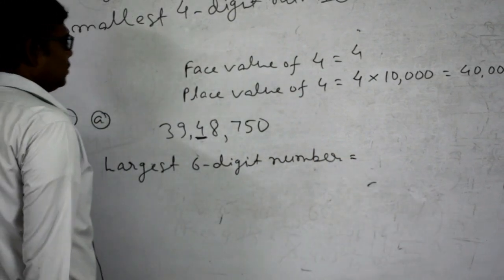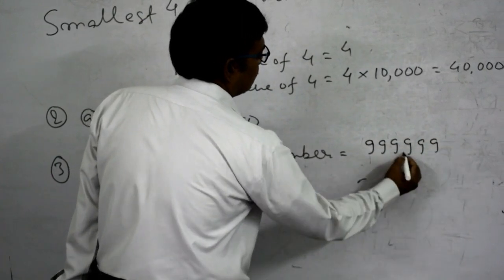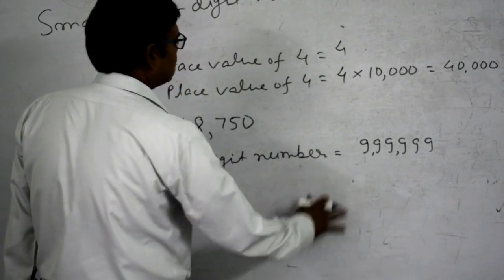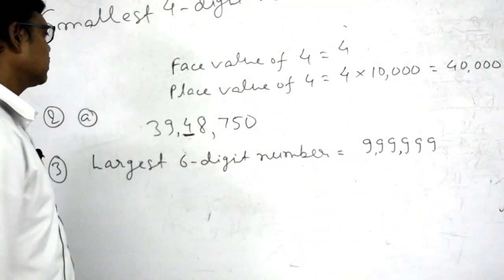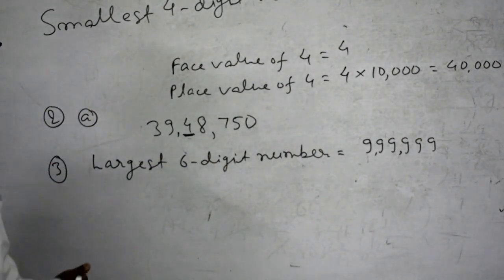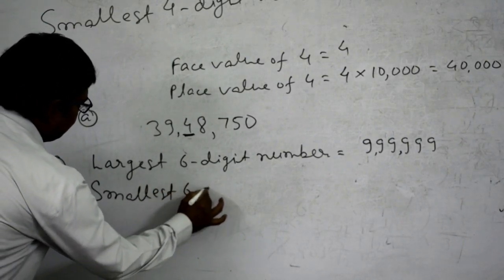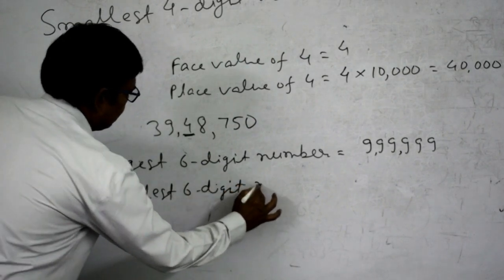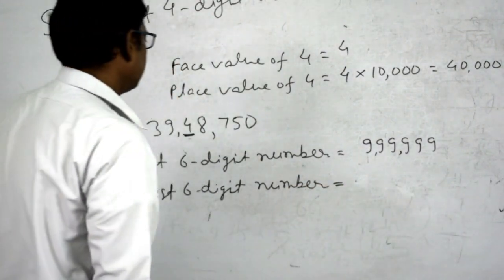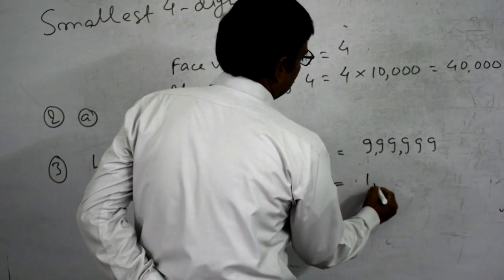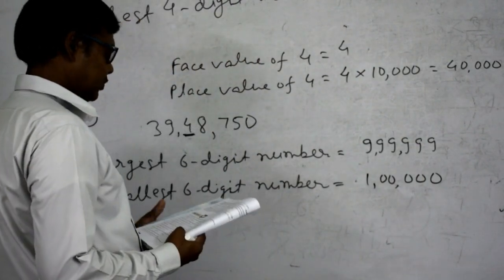Equal to, this is the largest 6-digit number, that is 9,99,999. Okay, this is the largest 6-digit number, and the smallest 6-digit number is equal to, the smallest one will be 1,00,000, and we have to find the difference of these two numbers.